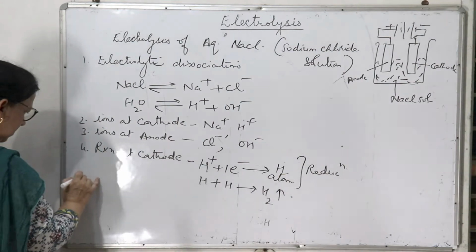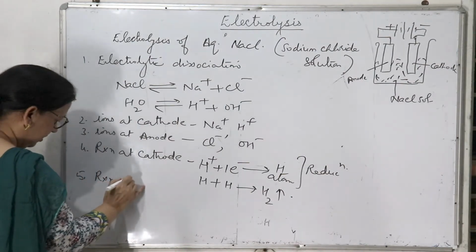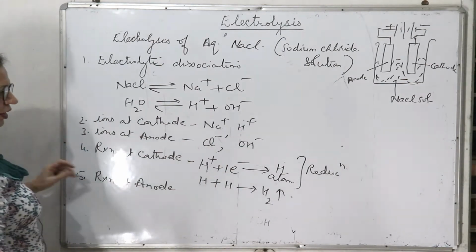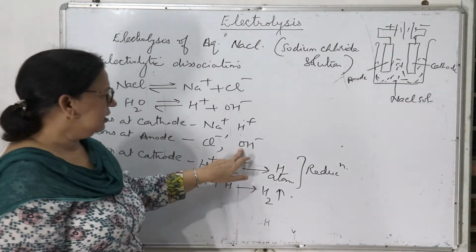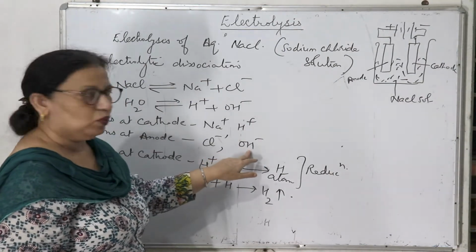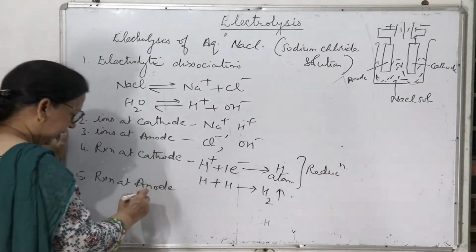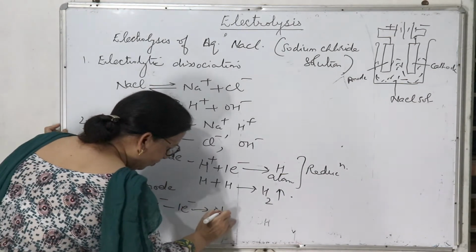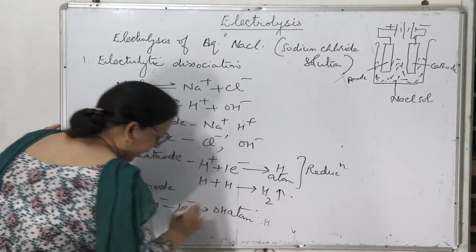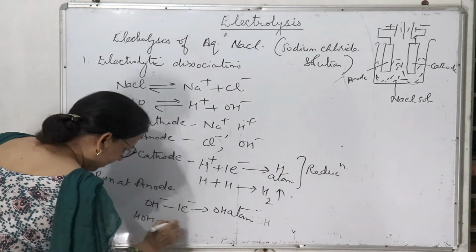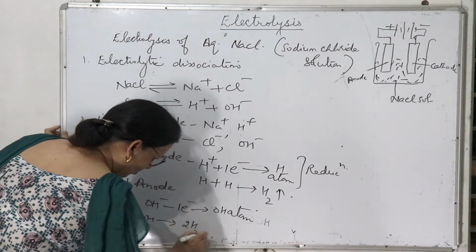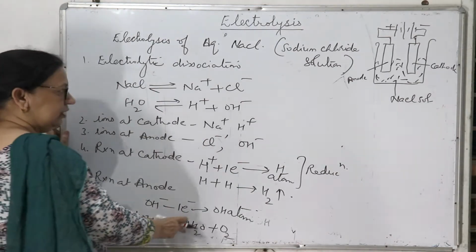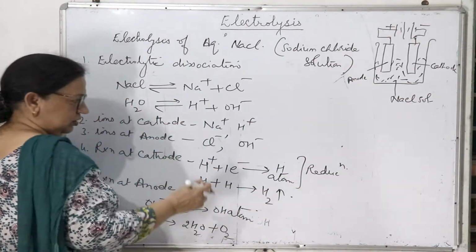Next is the reaction at the anode. These two ions will move towards the anode, and you have seen the electrochemical series of anions, and the OH ion is at the bottom. So OH- will lose one electron and become an OH atom. And these 4 OH will give 2 water molecules plus oxygen. So the water will remain in the solution, and the oxygen is released.